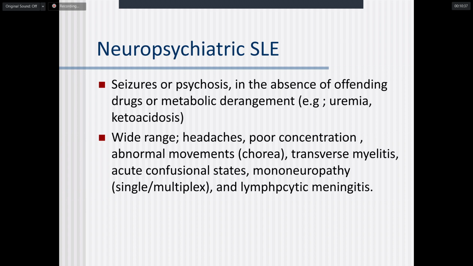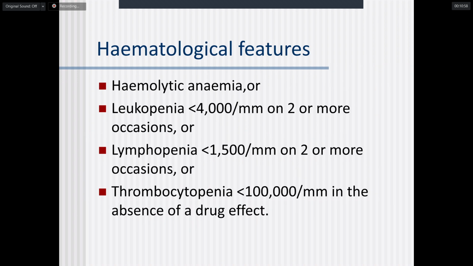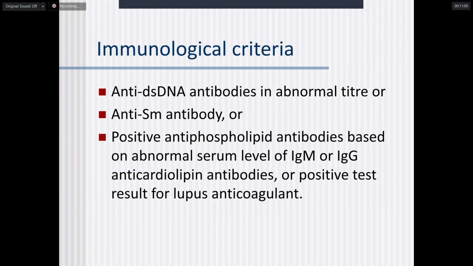Wide range of manifestations, from headache to poor concentration to abnormal movements, chorea, transverse myelitis, acute confusional state, mononeuropathy, and lymphocytic meningitis. So all these might be presenting features of neuropsychiatric lupus. The hematological features: they may develop hemolytic anemia, leukopenia, lymphopenia and thrombocytopenia. Immunological criteria: anti-double-strand DNA antibodies in abnormal titers.